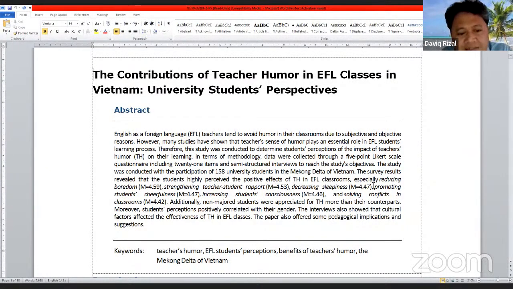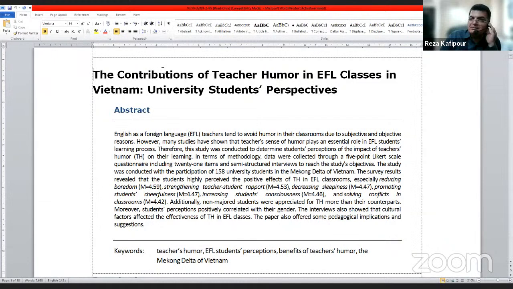especially reducing boredom, strengthening teacher-student rapport, decreasing sleepiness, promoting student cheerfulness, increasing students' consciousness, and solving conflicts in the classrooms. Additionally, non-major students appreciated teacher humor more than their counterparts. Moreover, students' perception positively correlated with their gender. The interviews also showed that cultural factors affected the effectiveness of teacher humor in EFL classes. The paper also offered some pedagogical implications and suggestions. What do you think about this one, Reza?